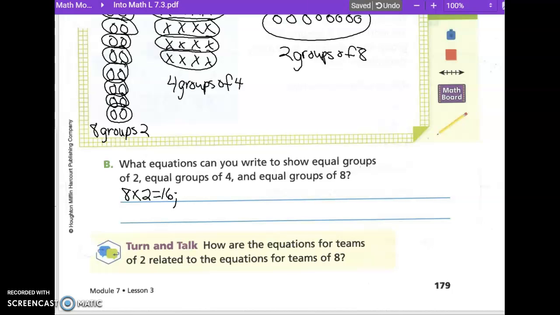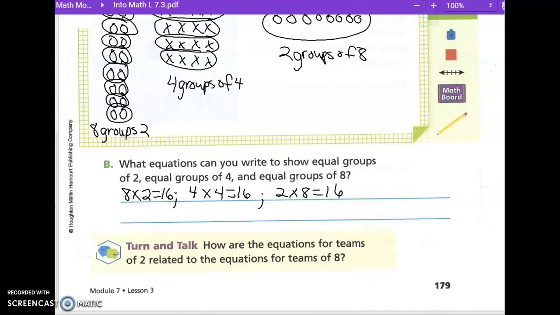What are we going to write for 4 groups of 4? 4 times 4 equals 16 players, right? And then our last one would be what? 2 times, 2 groups of 8. 2 times 8 equals 16.